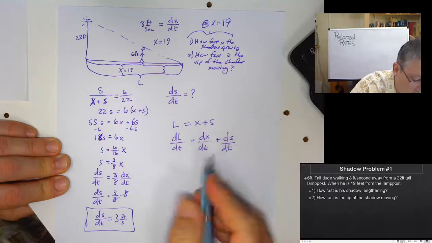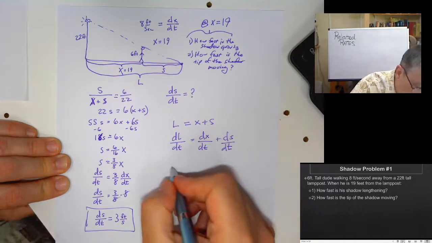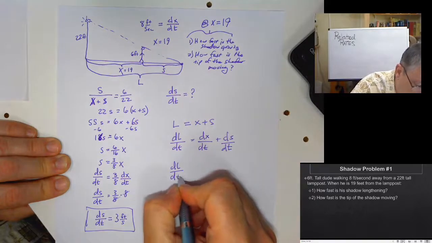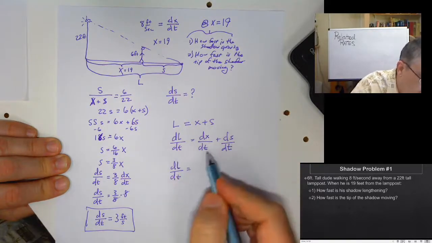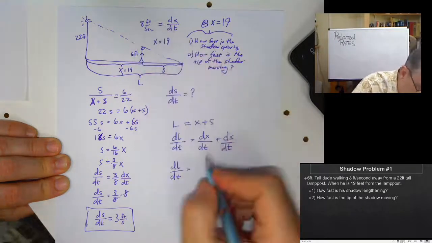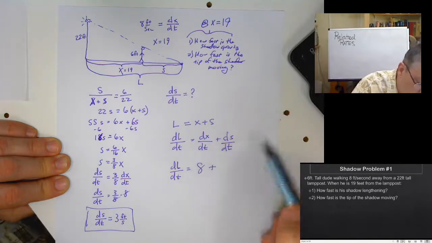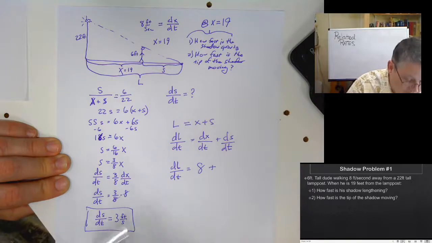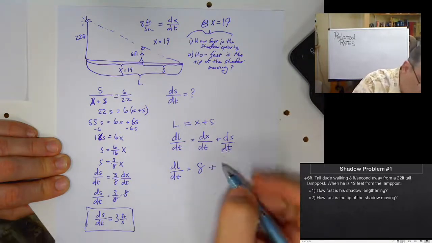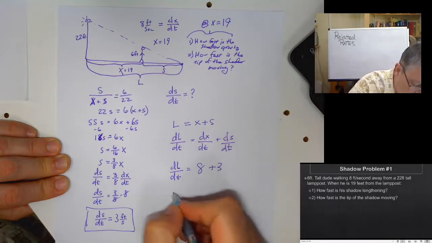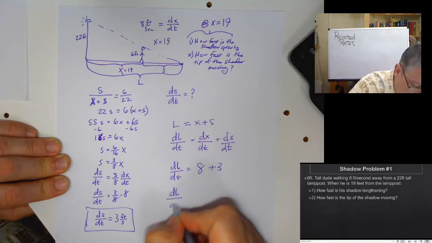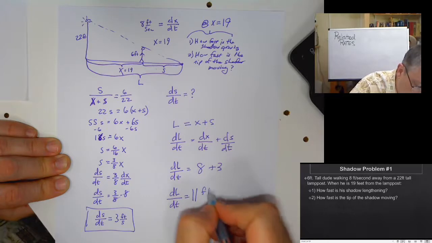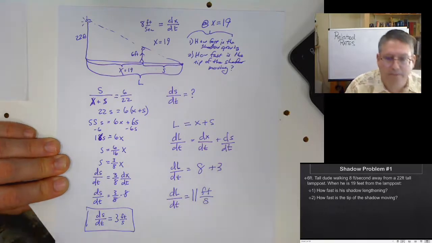And lo and behold, we actually already know both of those now. So that is going to just equal dx dt, which was given in the problem, 8, plus the rate of change of the length of the shadow, which is 3. So that equals 11 feet per second. And we're done with that.